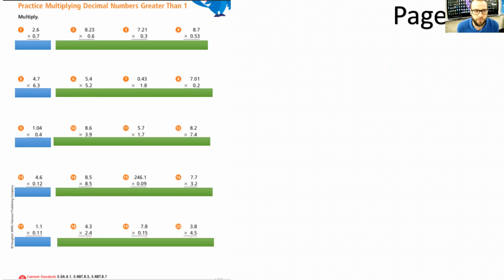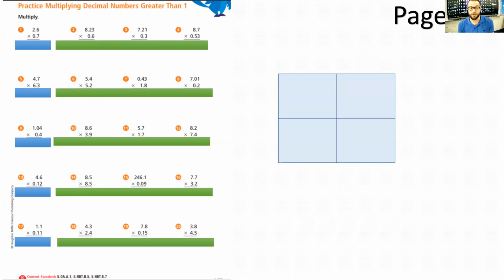4.7 times 6.3. First thing you do with decimals is ignore them. Pretend they're not there. Now we have 47 times 63. So here's our boxes, 2 by 2, because it's double digit by double digit. 4.7, we'll just put 4.7, and then 6.3, we'll just put 6.3. Now we'll fill in each one.